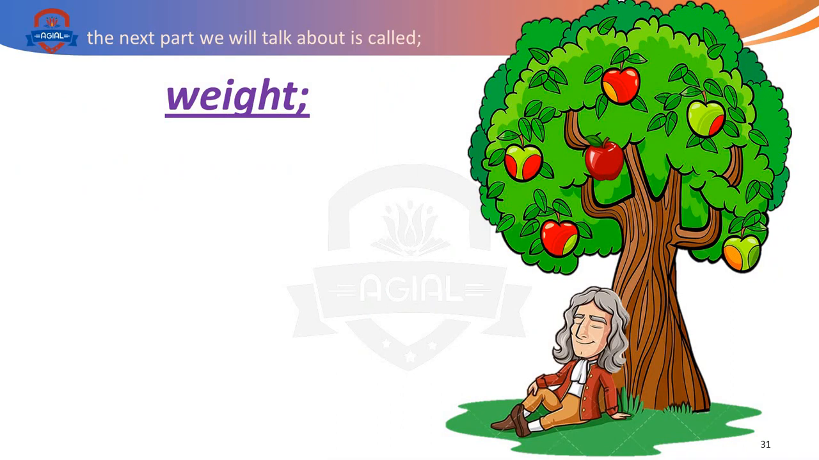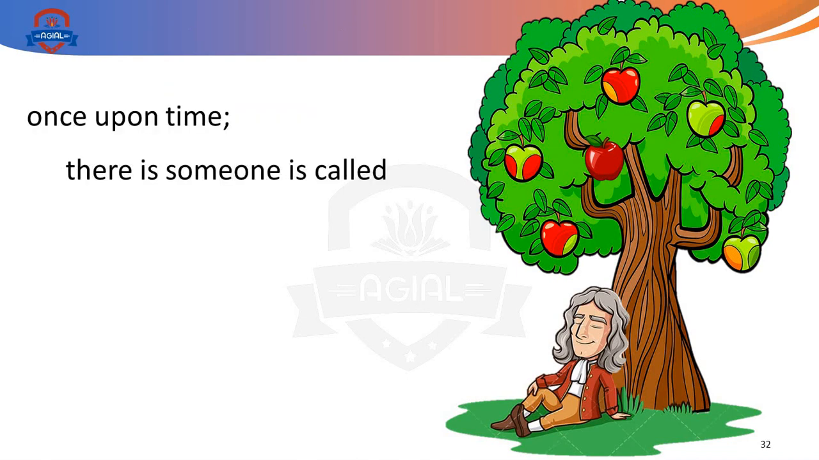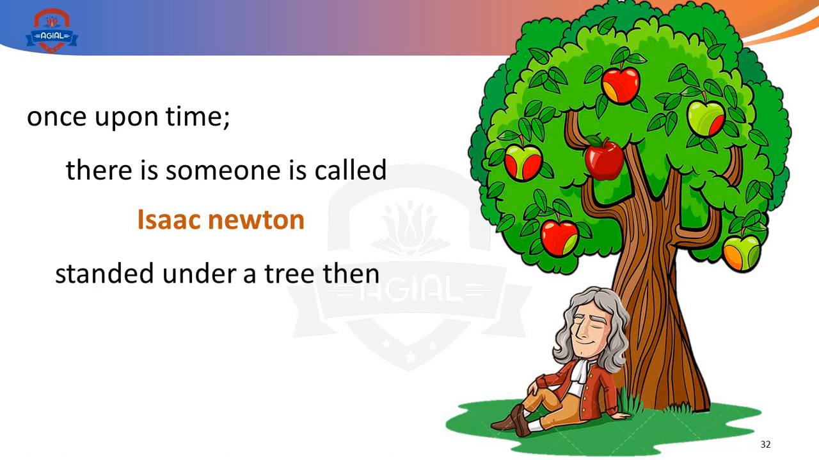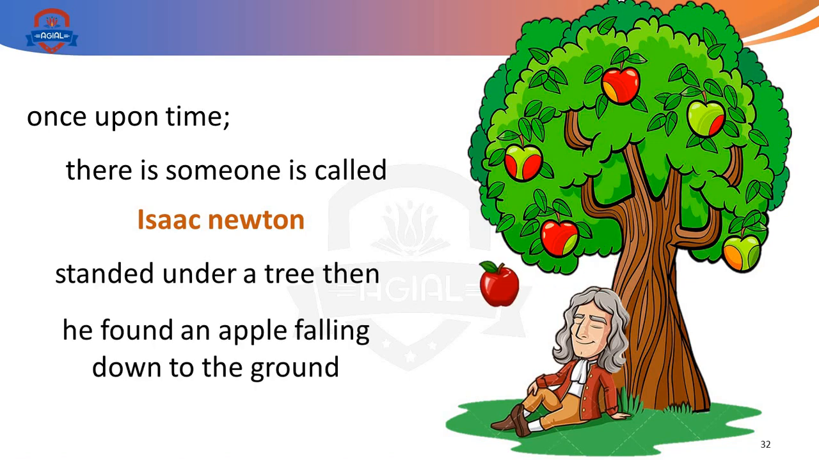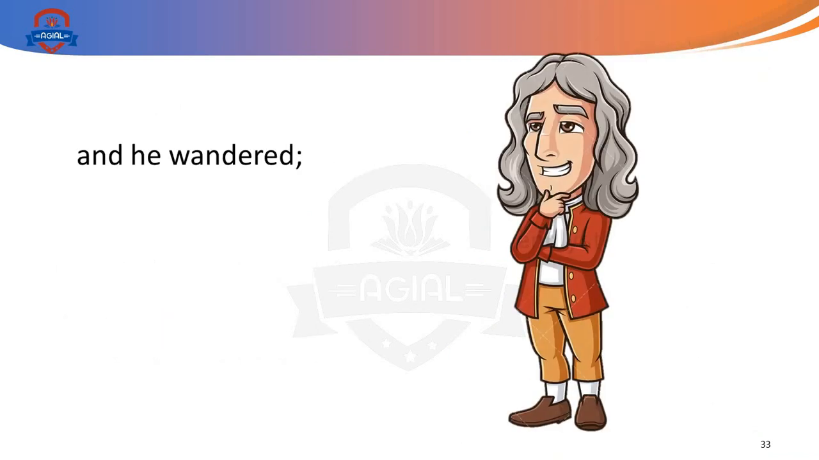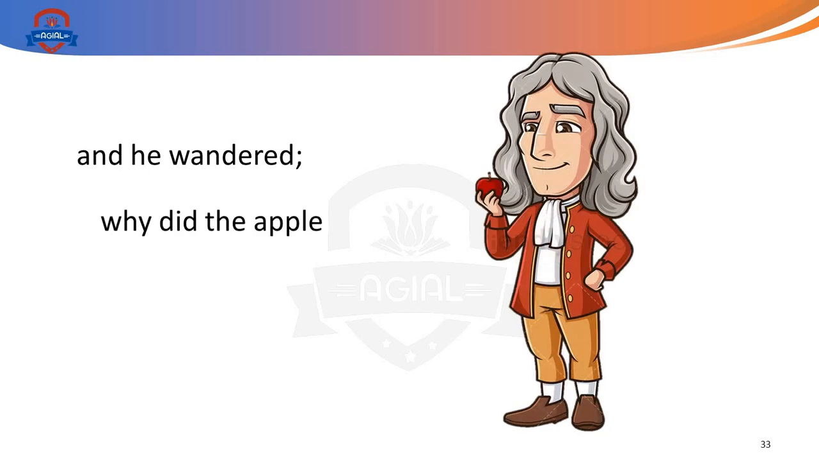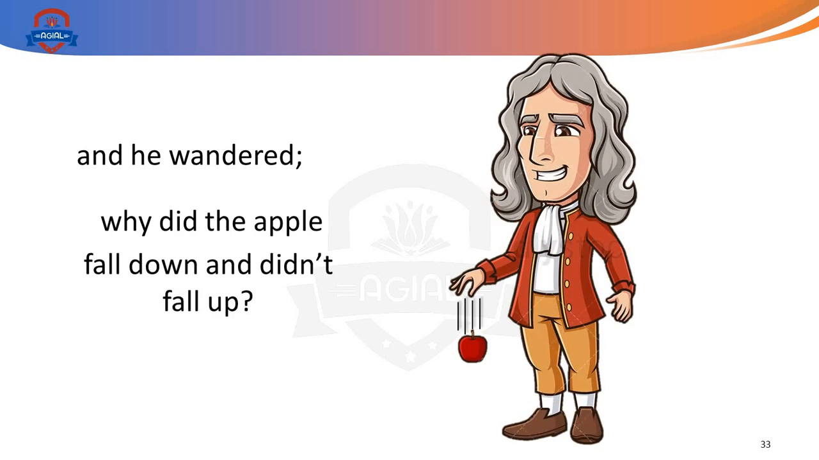The next part we will talk about is called weight. But before talking about weight, let's tell a story. Once upon a time, there was someone called Newton. He stood under a tree. Then he found an apple falling down to the ground. And he wondered, why did the apple fall down and not fall up?